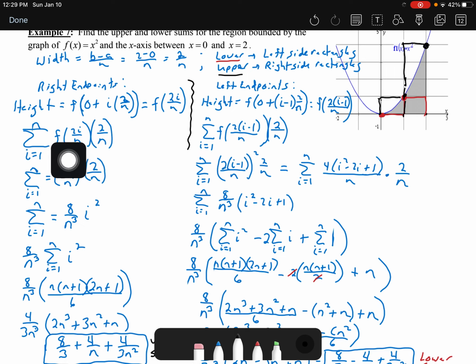Okay, so height times width, that gives area, and then we're summing up all of the areas of all the rectangles in there. Okay, so that's how we interpret this.